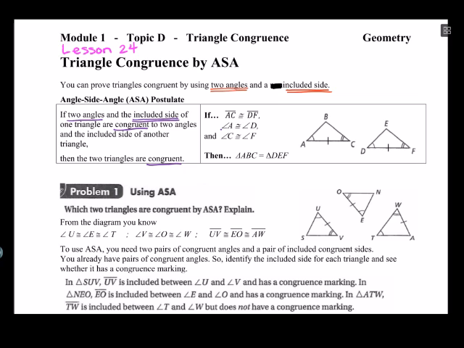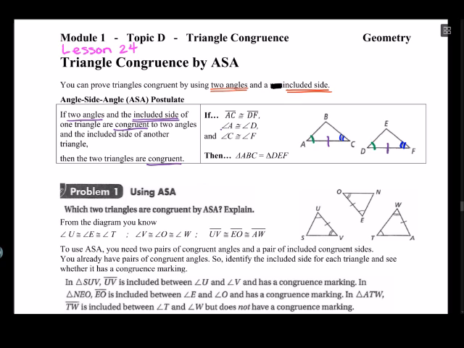So let's see what we have here. We have segment AC is congruent to segment DF. Angle A is congruent to angle D. And angle C is congruent to angle F. And you can see here that we have two congruent angles and an included side that are congruent, so all of our corresponding parts are in the proper order.